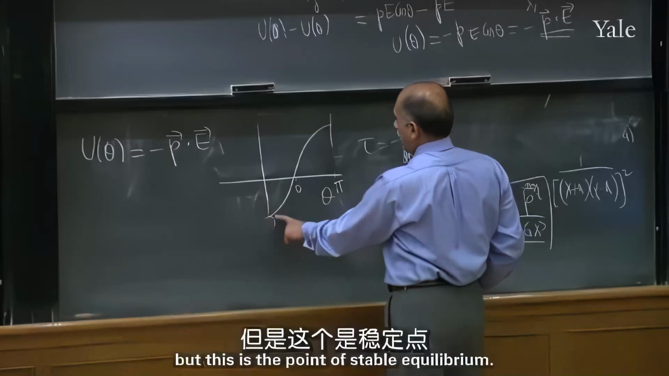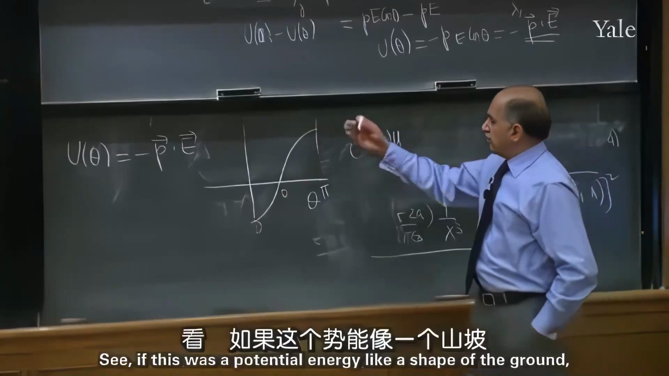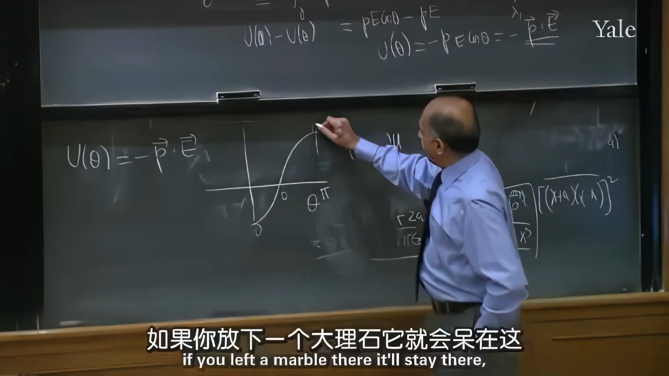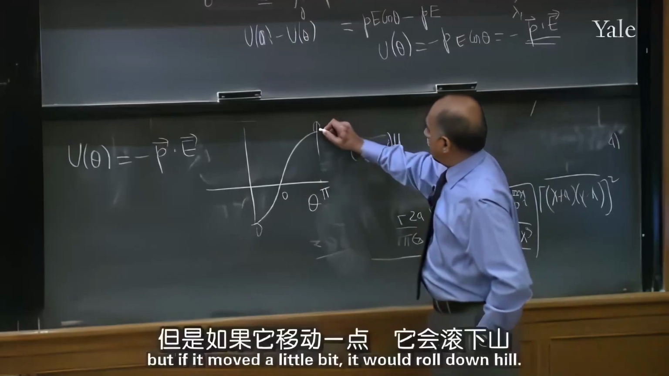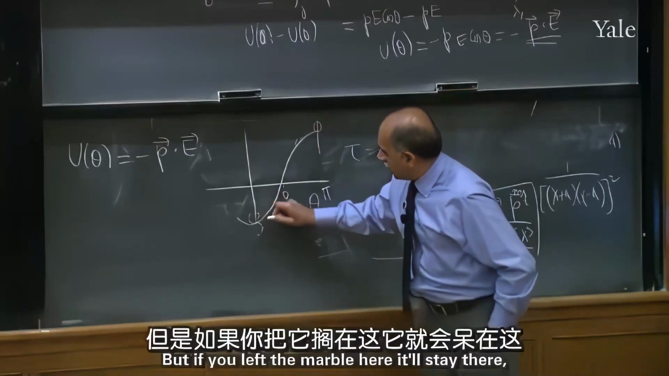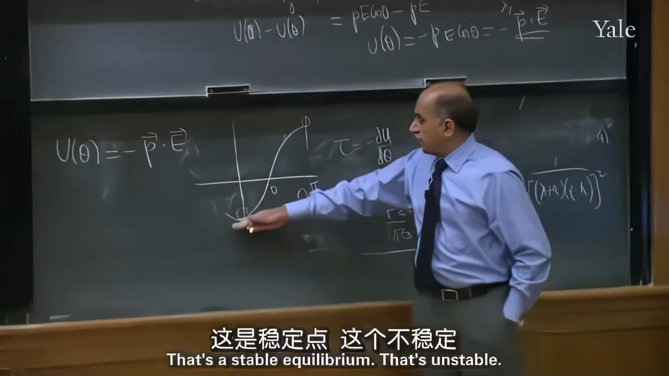But this is the point of stable equilibrium. That's the point of unstable equilibrium. See, if this was a potential energy, like the shape of the ground, if you left a marble there, it'll stay there. But if it moved a little bit, it'll roll downhill. But if you left a marble here, it'll stay there. But if you moved it, it'll rattle back and forth. So that's a stable equilibrium.